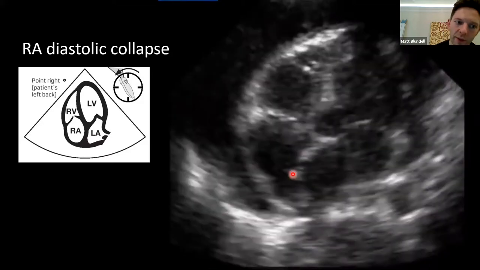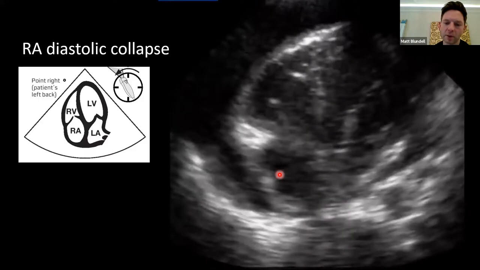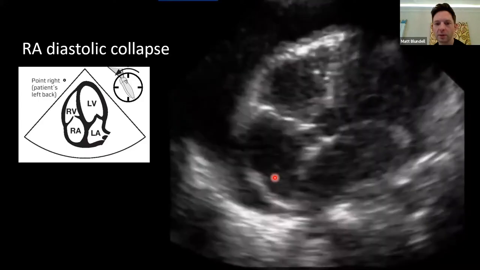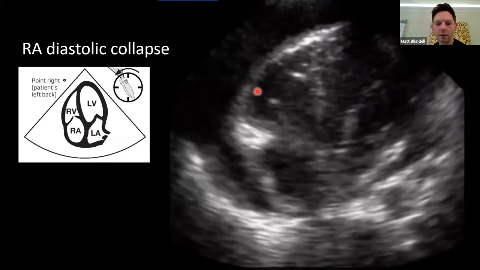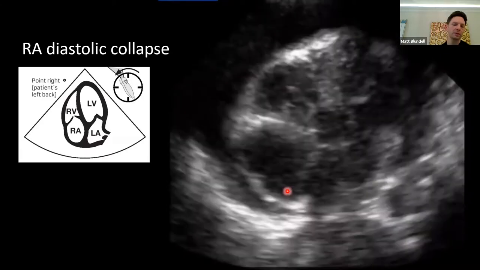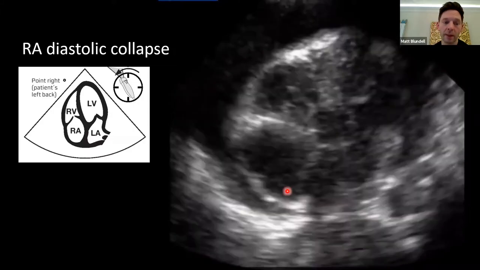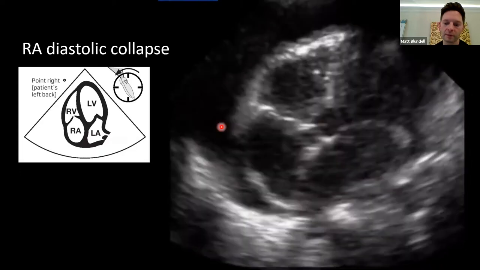Some textbooks actually call this right atrial systolic collapse, but that confuses me because it's not actually the systole of the right atrium. They're talking about systole of the ventricle. So just for my purposes, I call it right atrial diastolic collapse, but you'll sometimes see it written as right atrial systolic collapse, but that pertains to the systole of the ventricle.